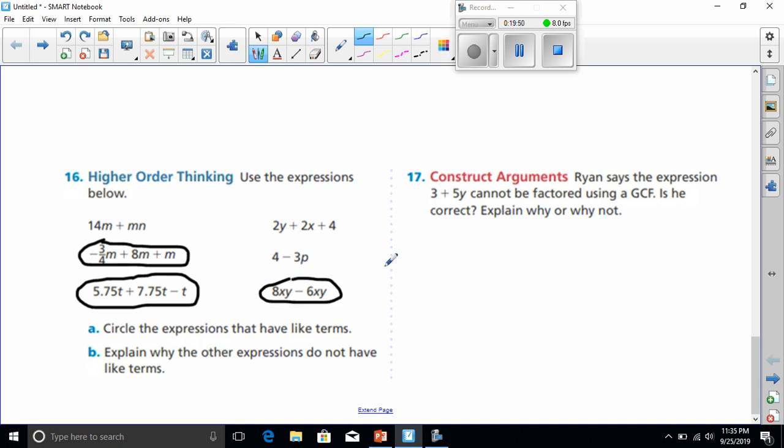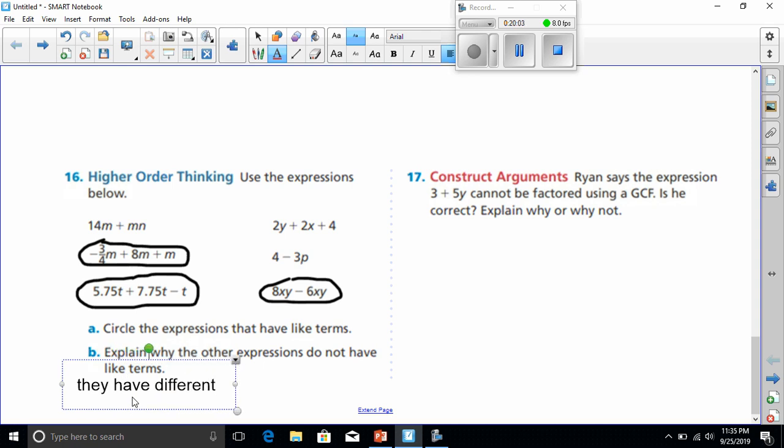All right, number 4 says explain why the other expressions do not have like terms. Well, that's pretty easy. They have different variables than each other. That's pretty much it.